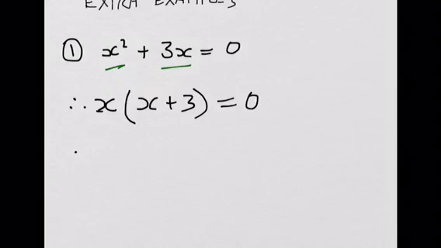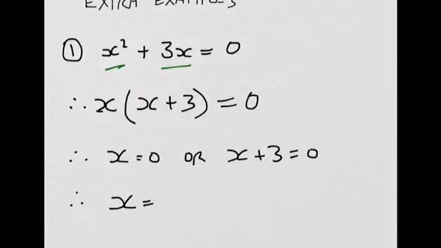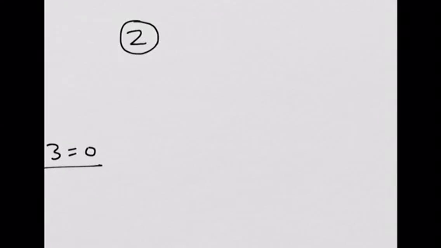Now, using the null factor law, therefore x equals 0 or x plus 3 equals 0. Therefore, x equals 0 or negative 3. So solving that one to be x equals negative 3, but just skipping that for the purpose of keeping this quick. And now one more.